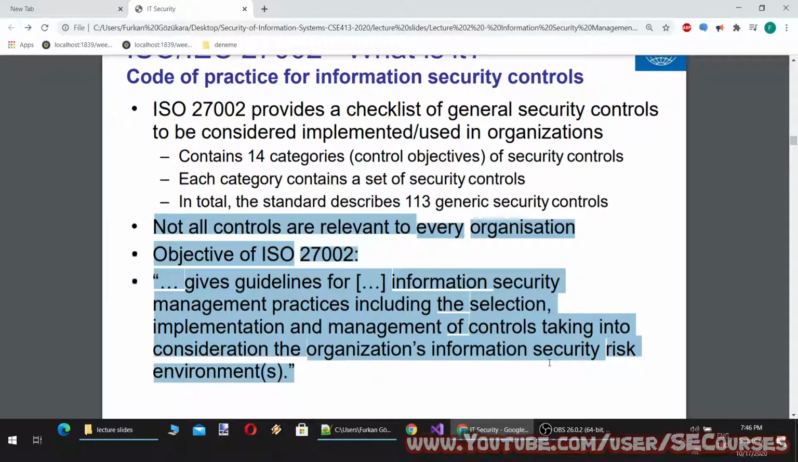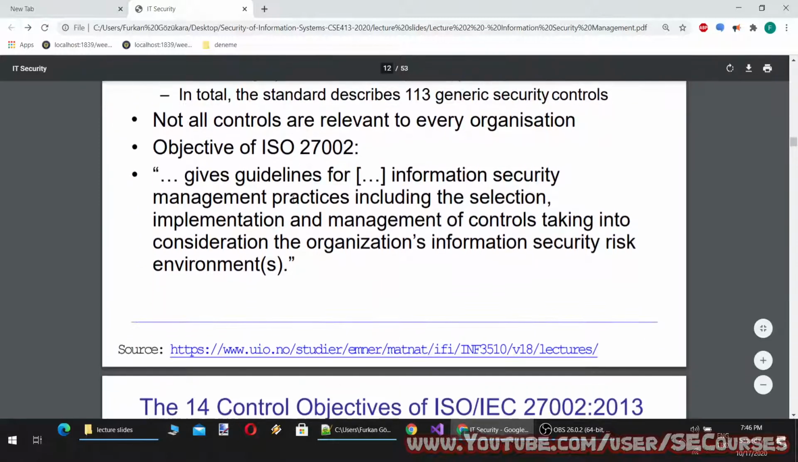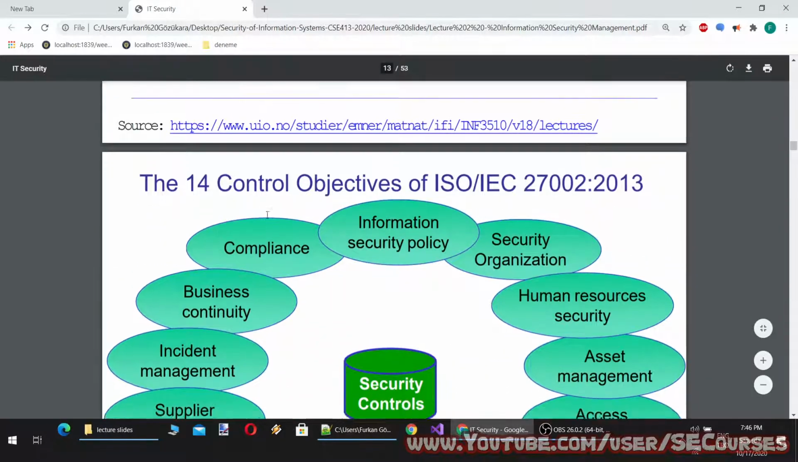Not all controls are relevant to every organization. The objective of ISO 27002 is to give guidelines for information security management practices, including the selection, implementation, and management of controls, taking into consideration the organization's information security risk environments. Yes, this is also true. The rules may change according to your company's structure and what it does.